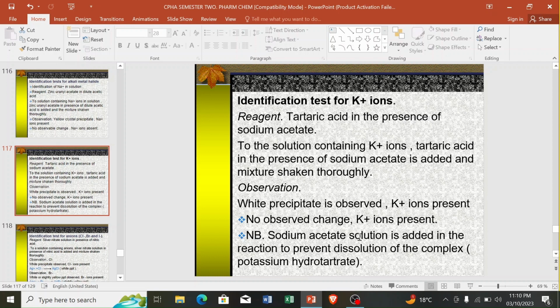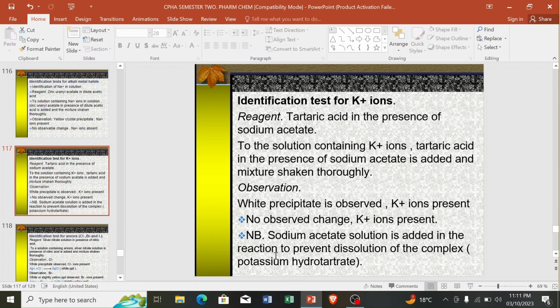We have potassium ions present. When we observe a white precipitate, it means potassium ions are present. When we do not see any change, we shall conclude that potassium ions are absent. Sodium acetate solution is added in the reaction to prevent dissolving. This is the reason why we are adding sodium acetate.